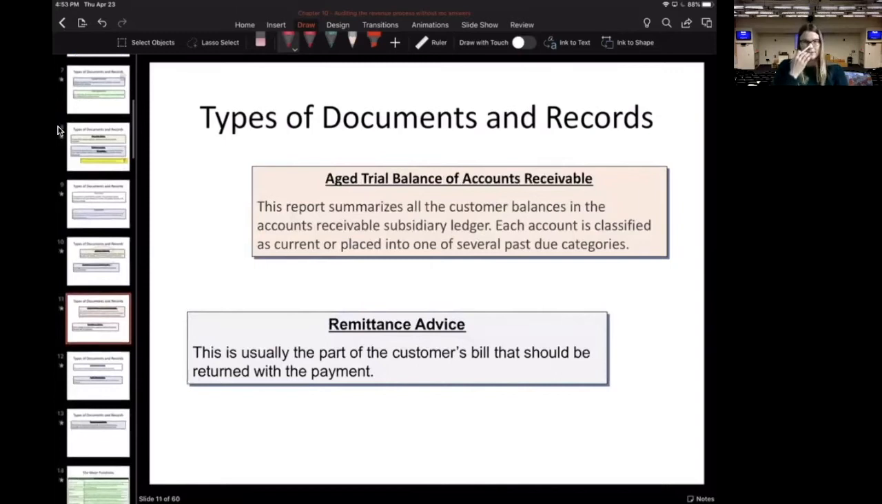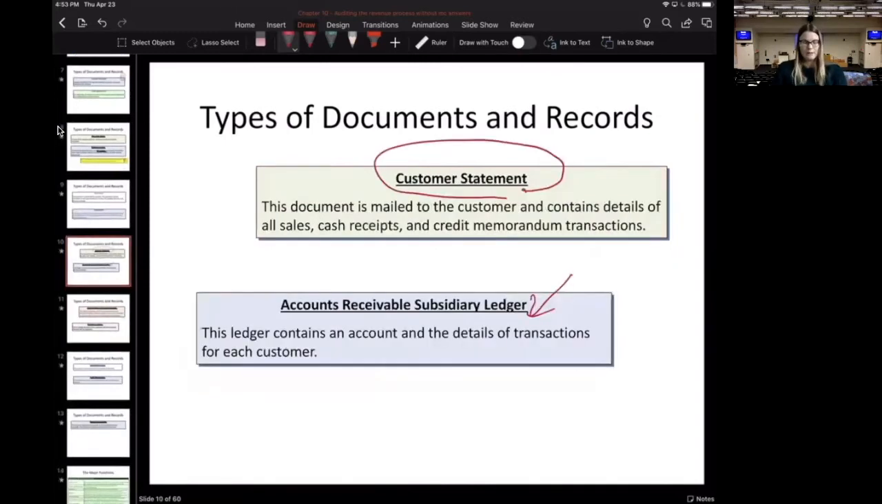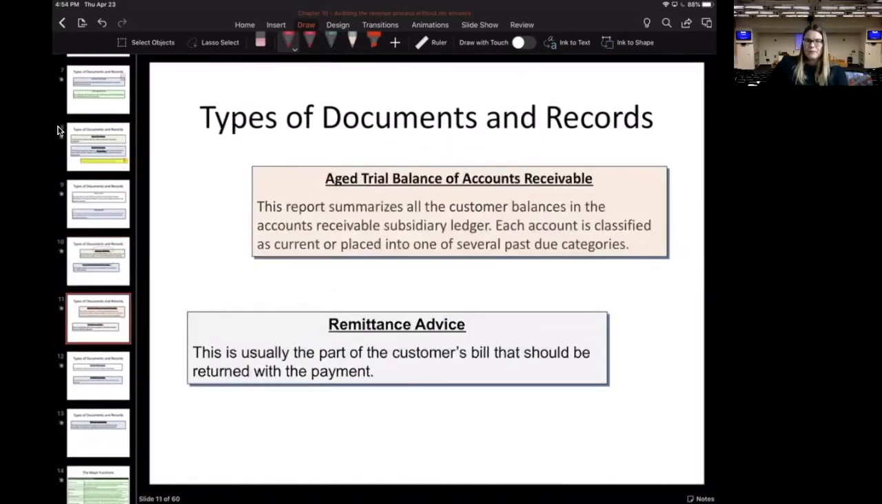Aged trial balance of AR. So I know on this slide we had the AR subledger, right? So that should list things that are currently outstanding in AR. But here we have the aged AR trial balance. So that's a little different. It will show the amounts in AR also, but the main difference here is it lists all the items in AR, right? So it has customer A, B, C, D, and so on and so forth.